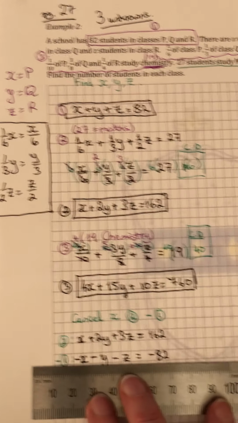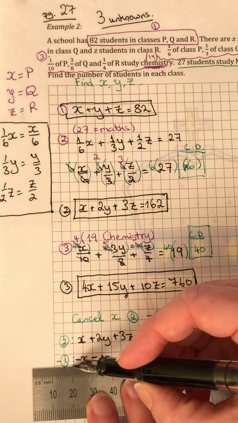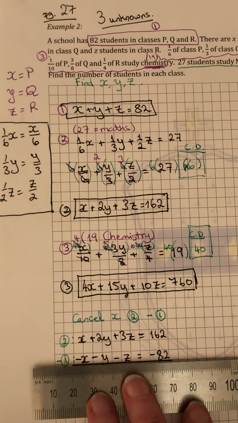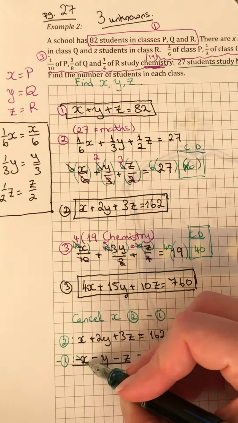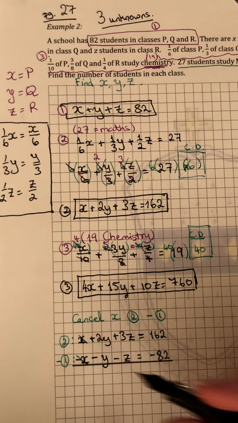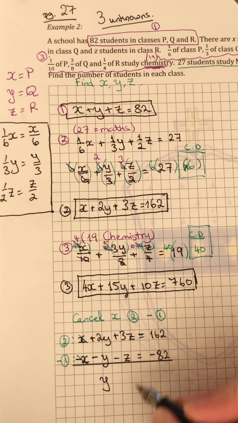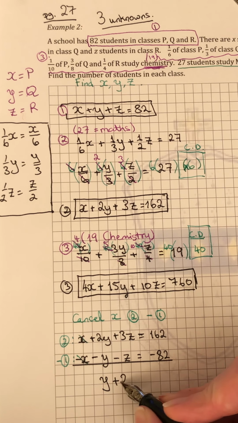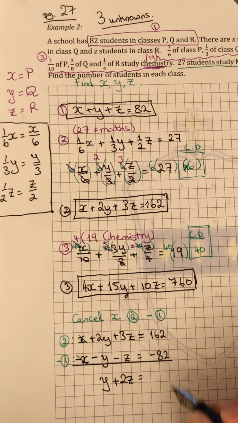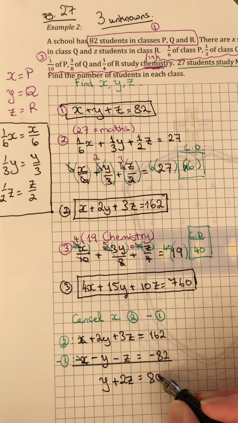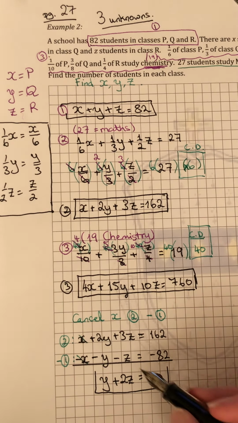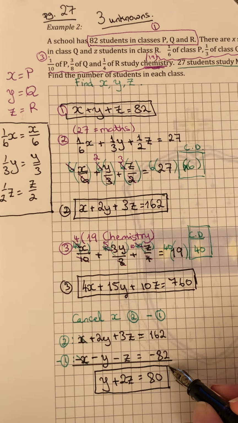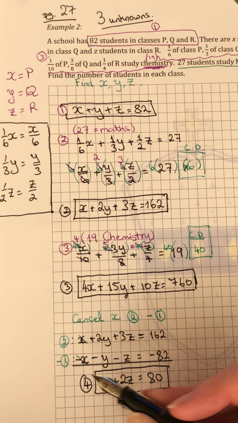I line those up and subtract my like terms. The x's cancel. 2y take y is y. 3z take z is plus 2z. 162 minus 82 is 80. So there I have my equation 4. Equation 4.